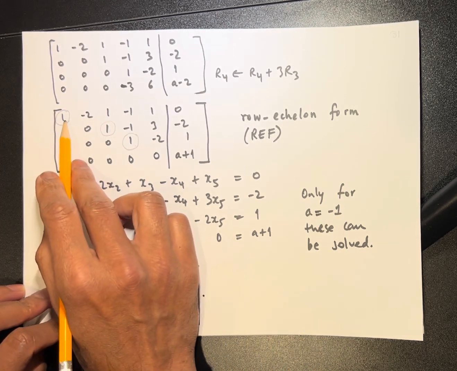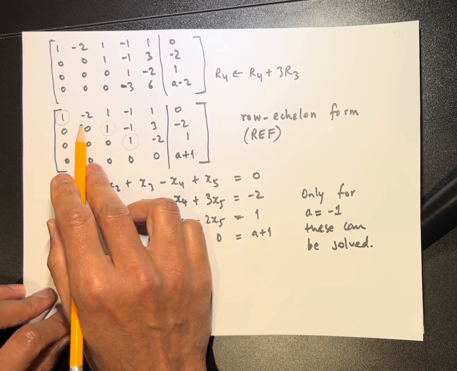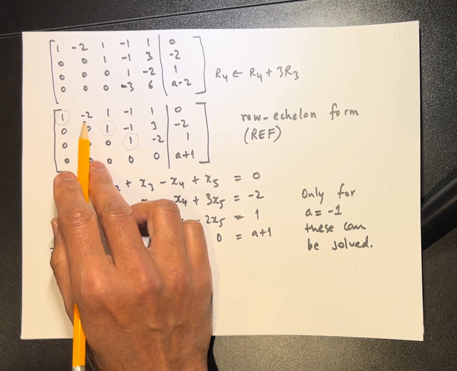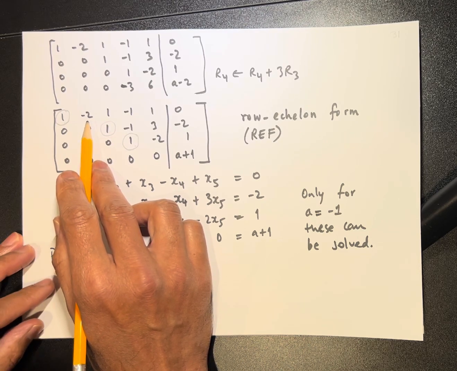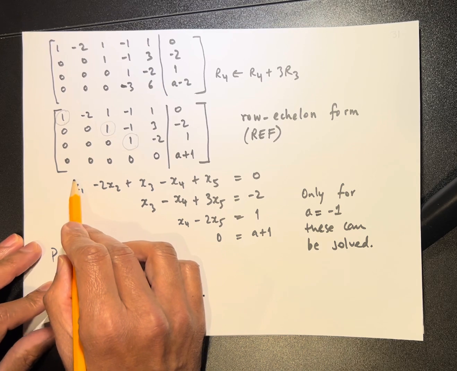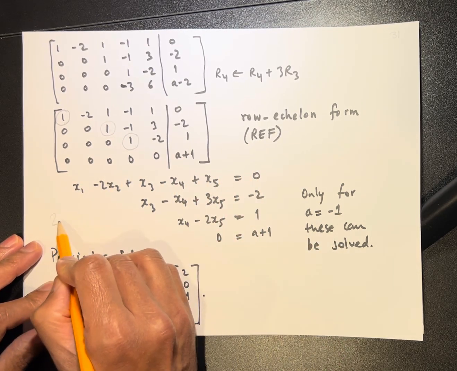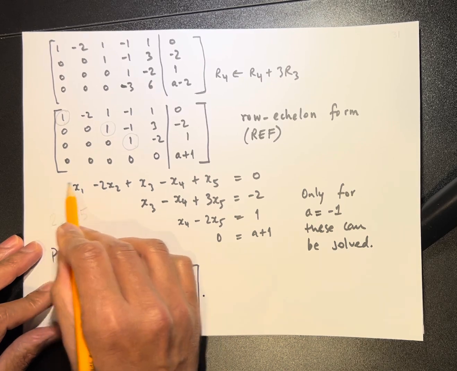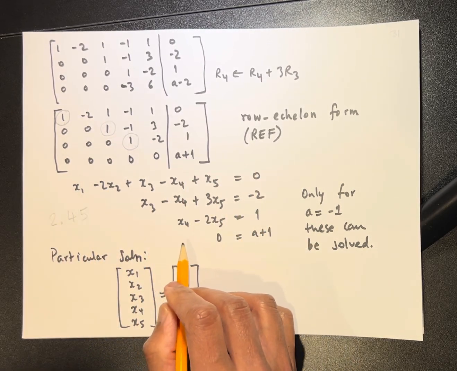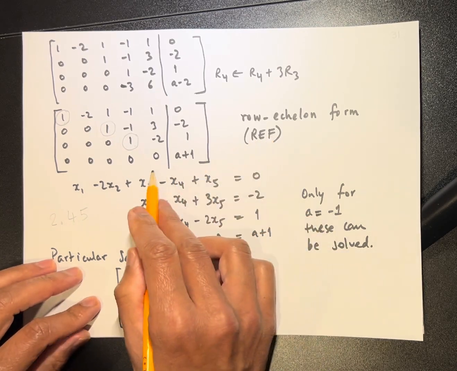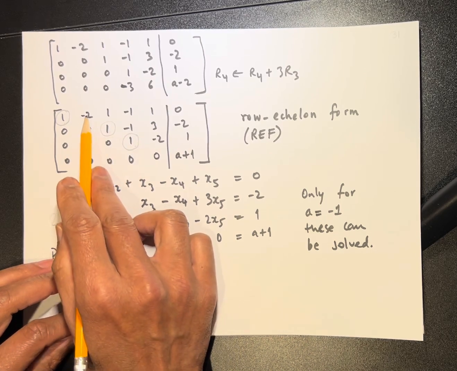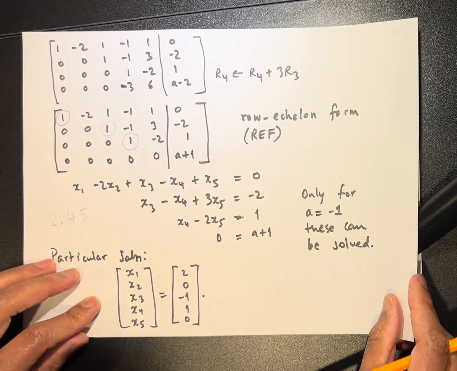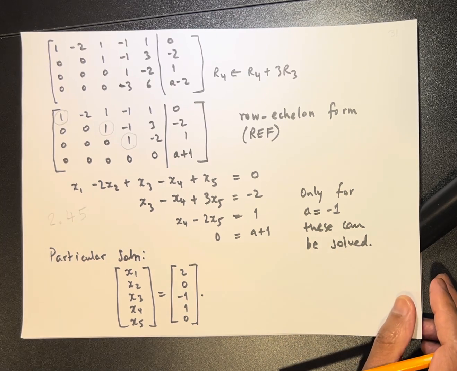So this is example 2.6, and the equation in the book that they are talking about is 2.45. So that's all these equations together. For this row echelon form, the basic variables are x1, x3 and x4, and the free variables are x2 and x5. Then they go about explaining how to get a particular solution.